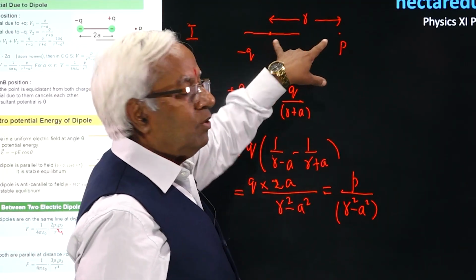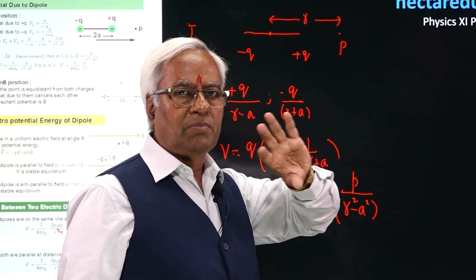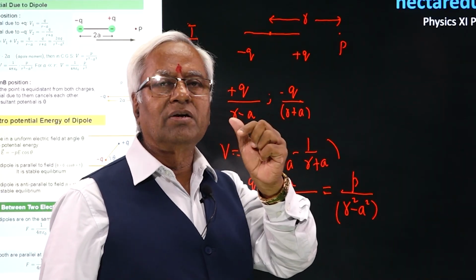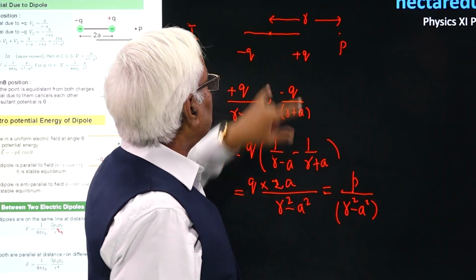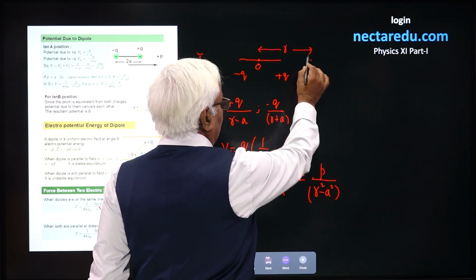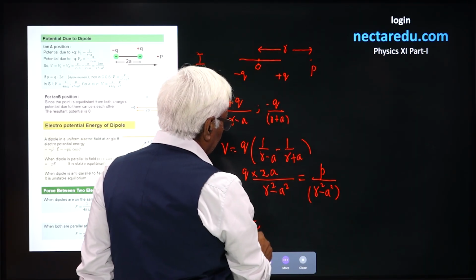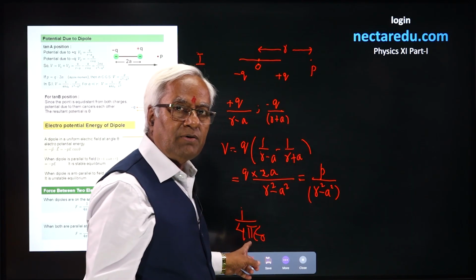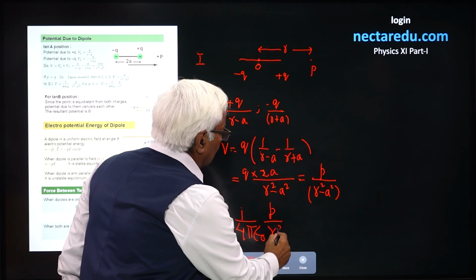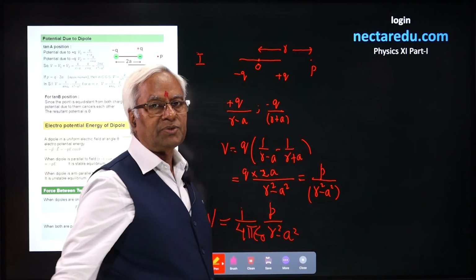distance small r. When we say the distance from some object, some body, it simply means the distance from the middle or the CM. For a dipole, the CM is going to be here. From here, you consider the distance. And in SI, this would be multiplied by 1 upon 4 pi epsilon naught, p upon r square minus a square. That becomes the potential.